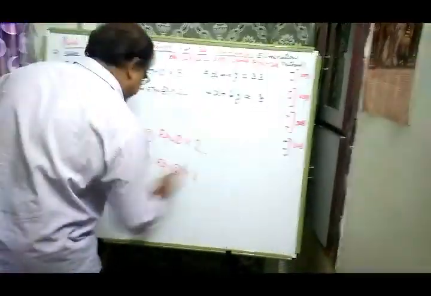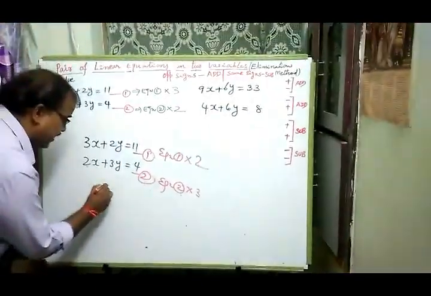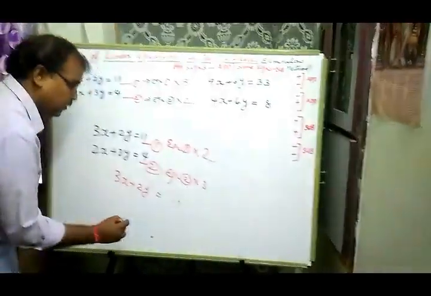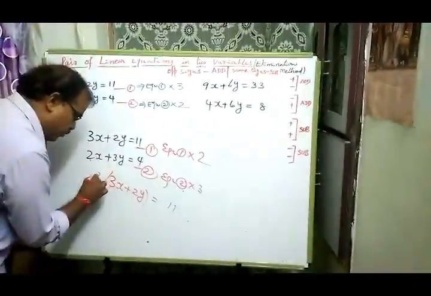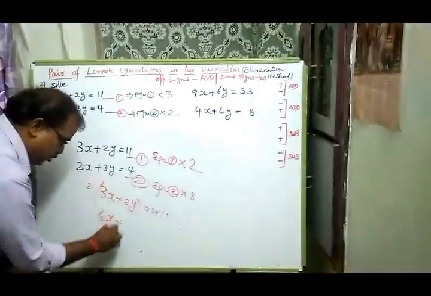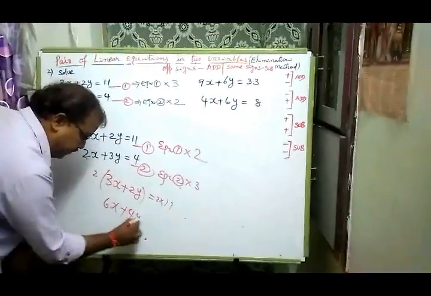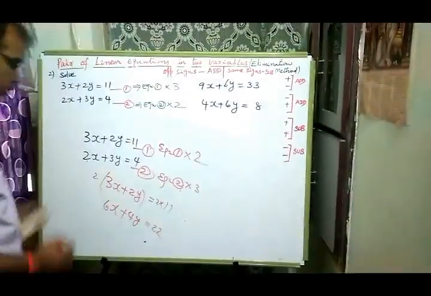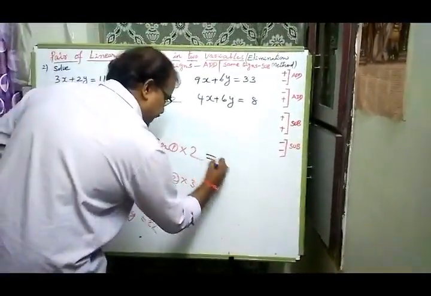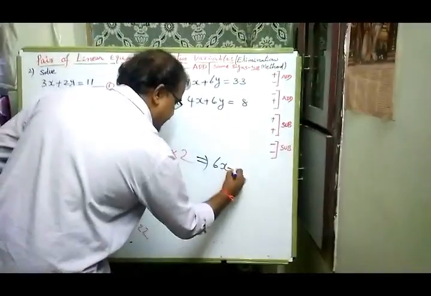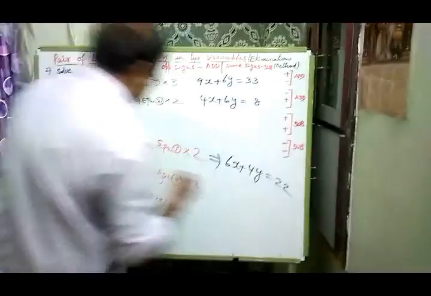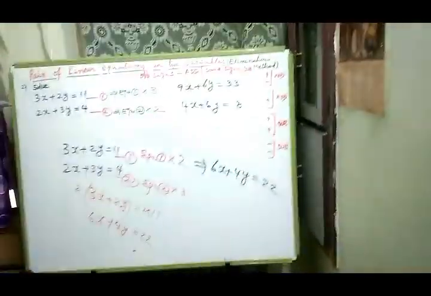So here, what is that? First equation 3x plus 2y is equal to 11, into 2. 2 3s are 6x, 2 2s are 4y is equal to 2 11s are 22. So equation 1 is nothing but 6x plus 4y is equal to 22.